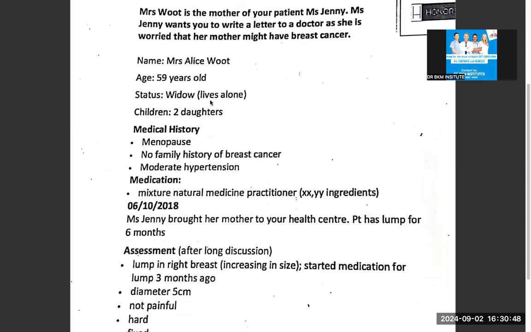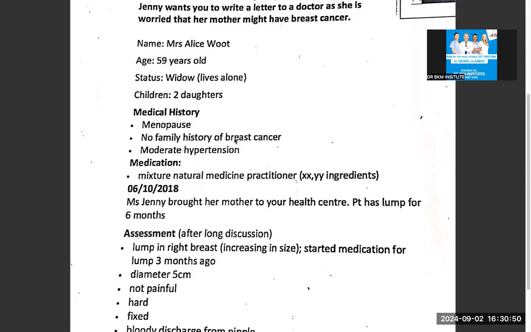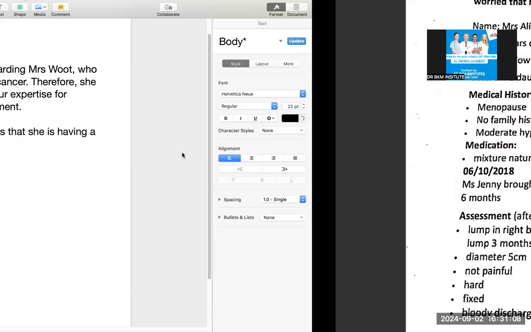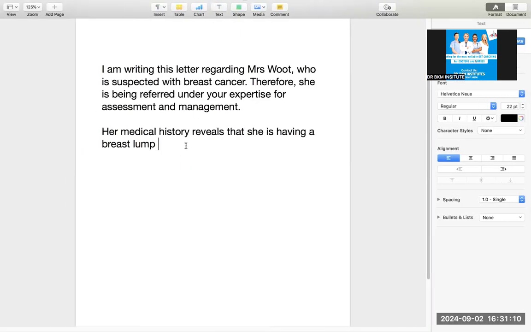So regarding the history, she is having menopause, no family history of breast cancer, moderate hypertension. And your question, ma'am, whether to write it in the past or present, because there is only one date given. And the patient has had the lump for 6 months. Jenny brought her mother to your health center. Only one date is given, that is of today. Has menopause. So I will not think about present or past. I will think about making a story. So I'm making a story.